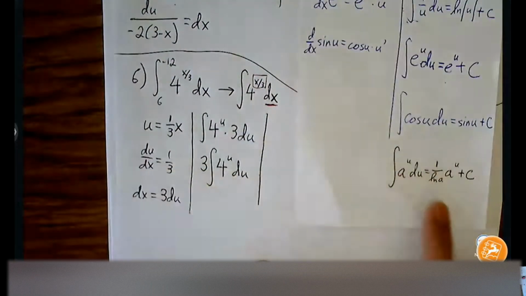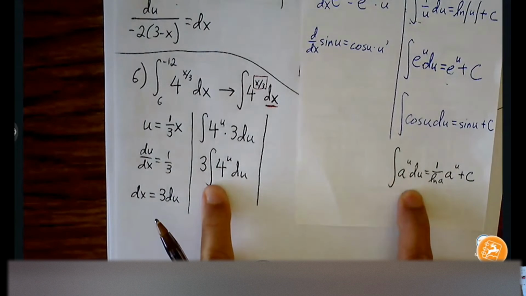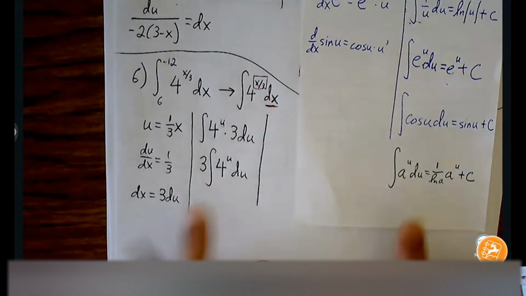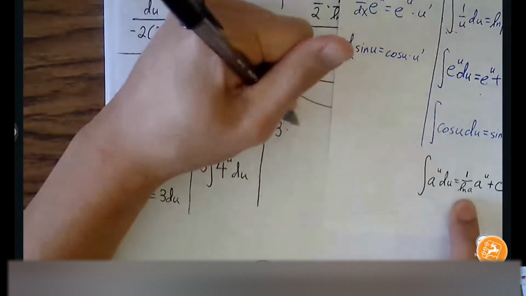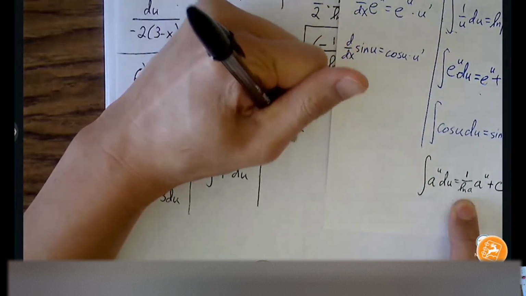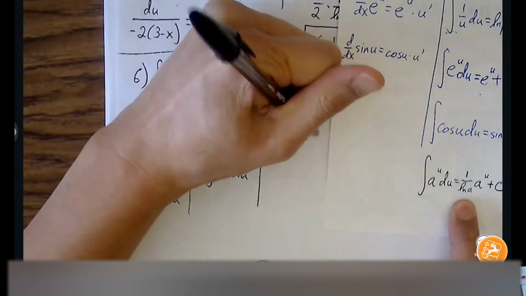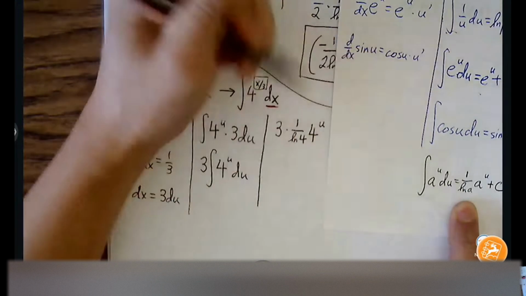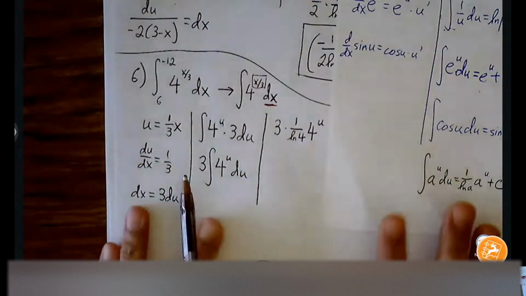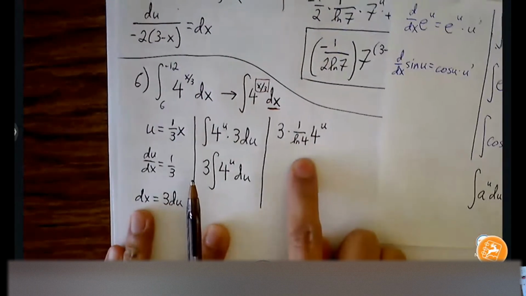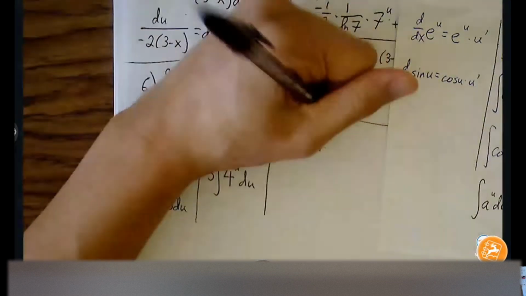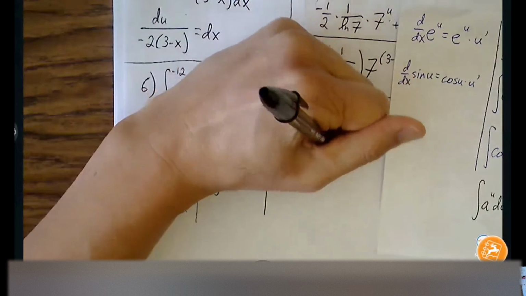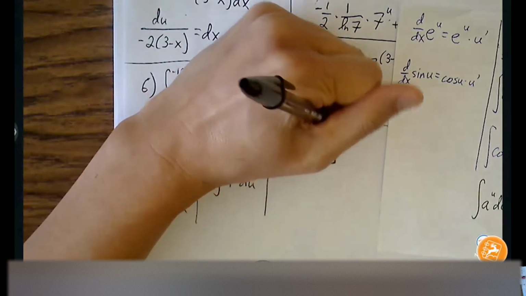Okay, I think we're ready to apply our integral rule. Keep the 3, 1 over natural log of 4, 4 to the u. All right, we have our antiderivative. I have it in terms of u, and I'm going to explore the possibility of working in the bounds, but there's some adjustments that we need to make.